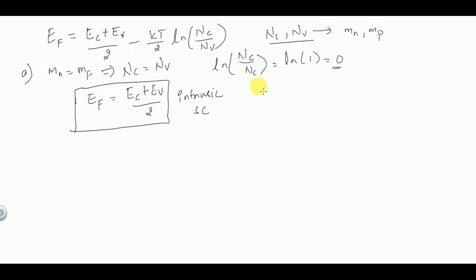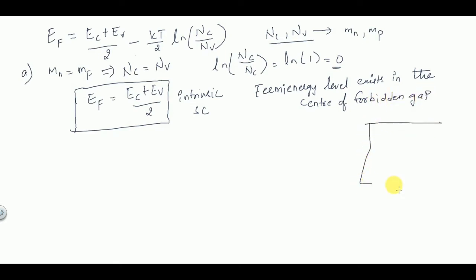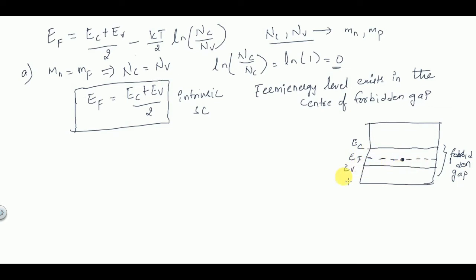Okay, so this is the formula for Fermi energy level in the case of intrinsic semiconductor. Fermi energy level exists in the center of forbidden gap. If you draw the energy band diagram, this is Ec, this is Ev. This gap is called as forbidden gap. So Fermi energy level will exist in the center of this forbidden gap, exactly in the center of Ec and Ev.